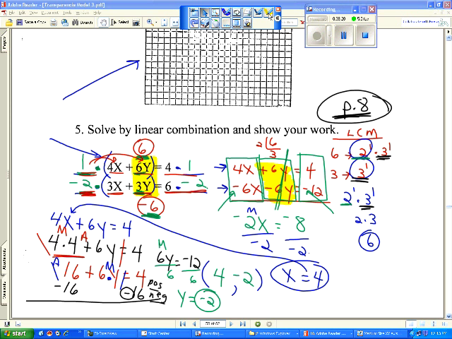Yes? You could cancel the x's, not the y's, and get a 12, negative 12. It doesn't matter whether you cancel your x's or y's to start with. Any questions on that? All right, very good.